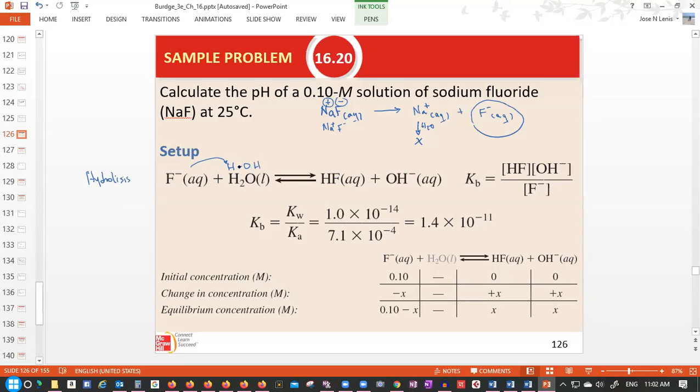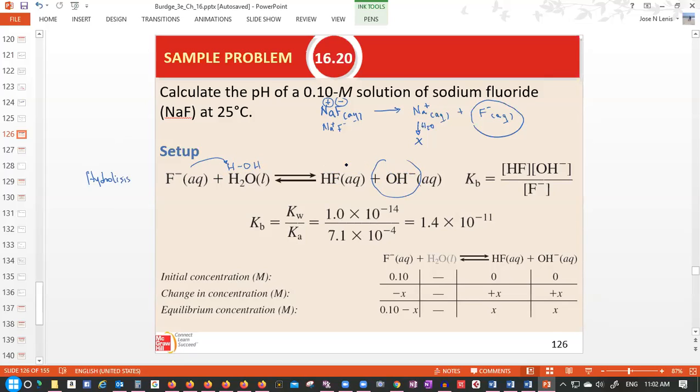Look, this charge here comes here. And you know right away that the solution is going to be basic because that ion is producing hydroxides, the most basic species.